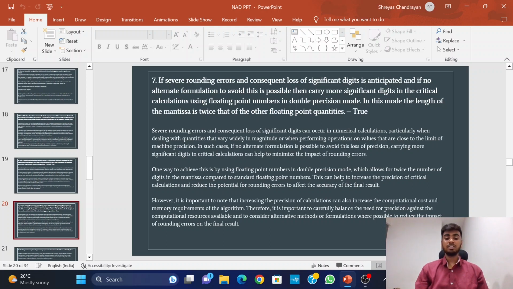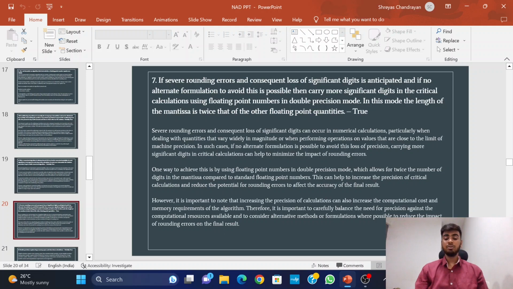One way to achieve this is by using floating point numbers in double precision mode, which allows for twice the number of digits in the mantissa compared to a standard floating point number. This can help increase the precision of critical calculations and reduce the potential for rounding errors to affect the accuracy of the final result. However, it is important to note that increasing the precision of the calculation can also increase the computational cost and memory requirements of the algorithm.